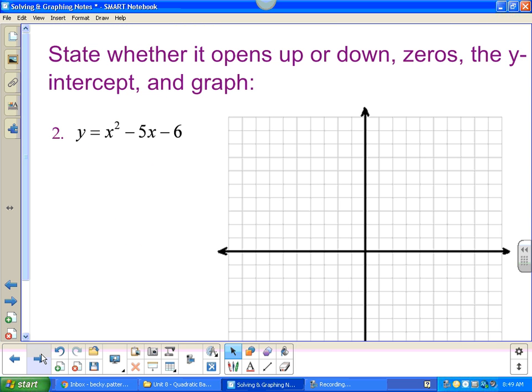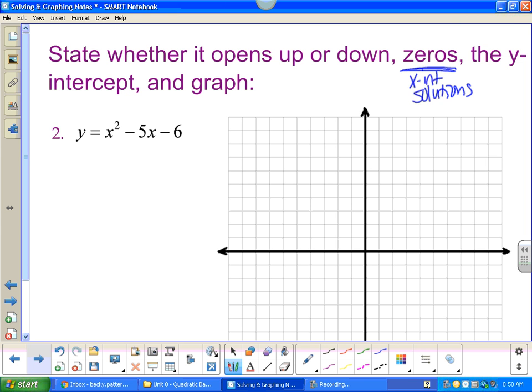So here we go, number 2. State whether it opens up or down. State the zeros. Okay, now they've changed vocabulary here. The zeros are the same things as x-intercepts and solutions. Set vocabulary. The y-intercept and graph.